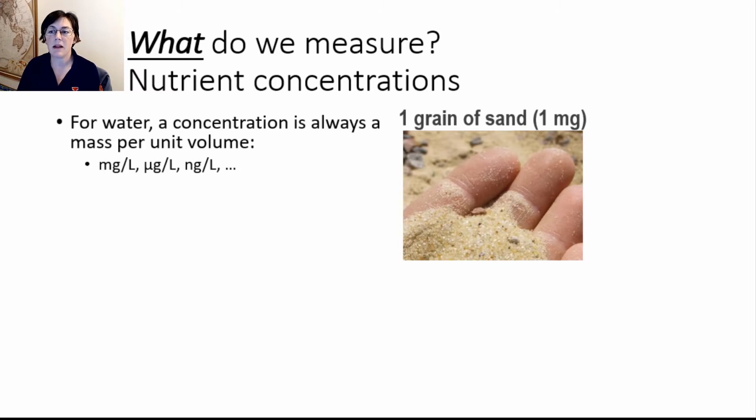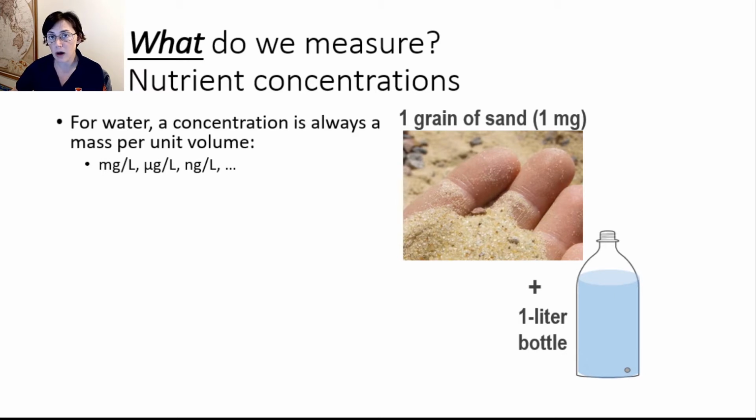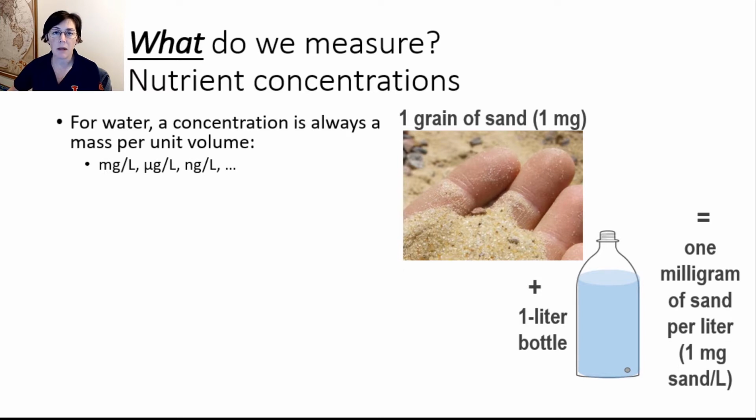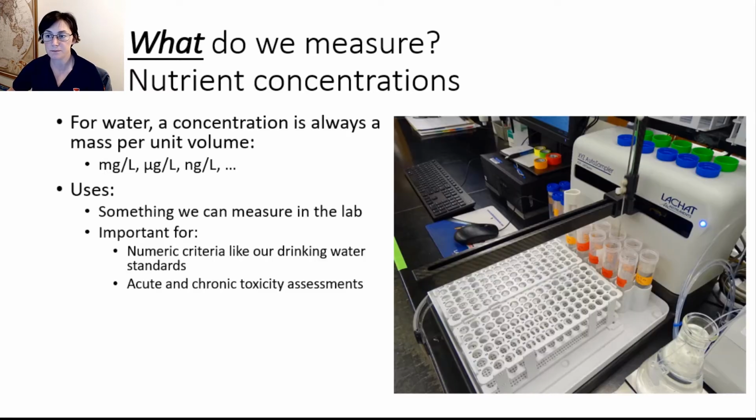One way to think about a milligram per liter is that a grain of sand weighs about 1 milligram. So you take a grain of sand, put it on a scale, and it weighs 1 milligram. If you add that grain of sand to a 1 liter bottle of water or 1 liter bottle of pop, then you have 1 milligram of sand per liter. Again, mass per volume. Concentrations are something that can be measured in the lab.